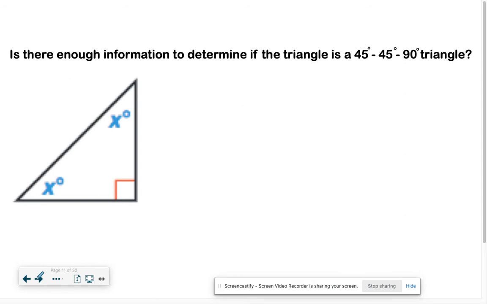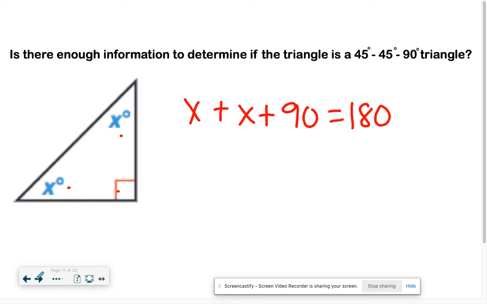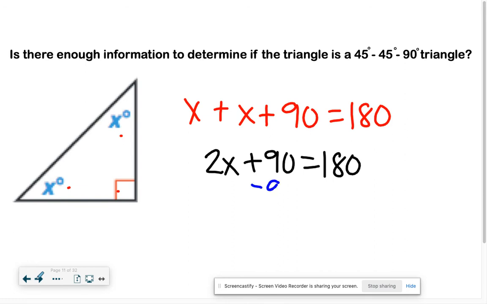Is there enough information to determine if this triangle is a 45, 45, 90 triangle? Yes. Why? Because triangles are 180 degrees no matter what, and we know all 3 angles have to add to 180. So let's do that. The angles are 90, x, and x. How many x's will we have? 2. And now we know how to solve this. We've done this a bunch of times this year. What do we move first? Subtract the 90.